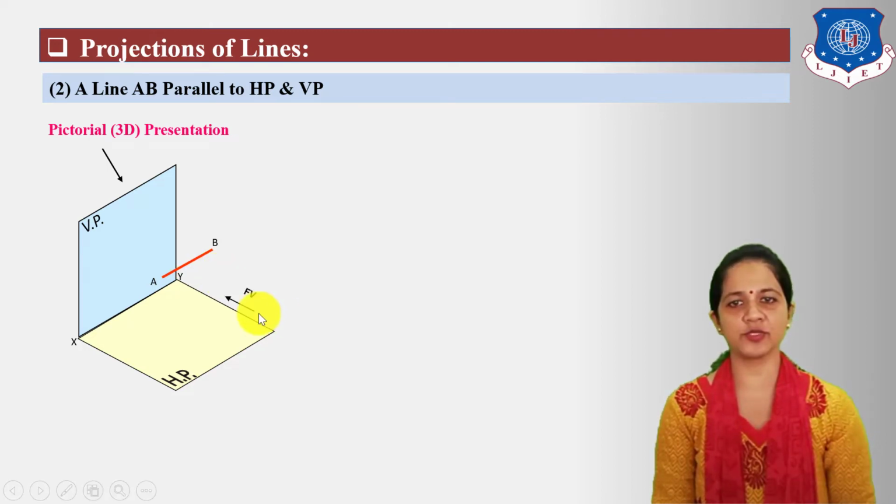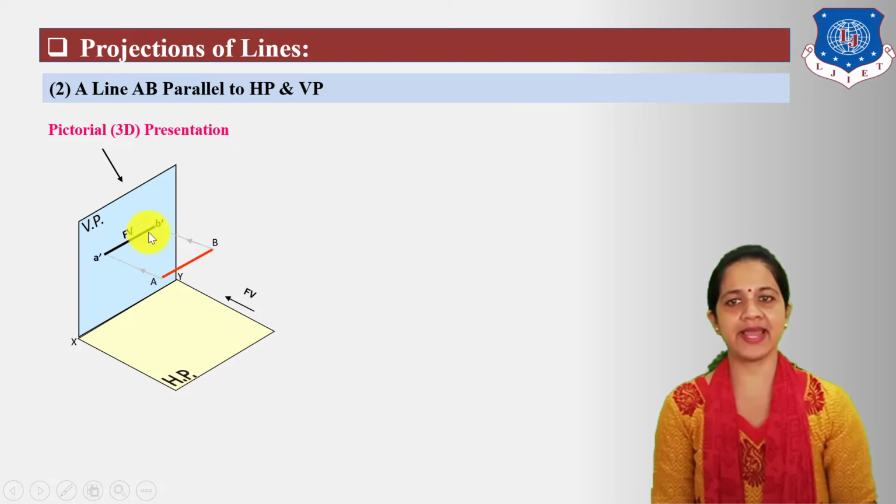When we take projection from front direction, we get its front view on vertical plane, and it is a straight line denoted by A dash B dash, and A dash B dash front view is parallel to given line AB, and the length of A dash B dash front view is equal to given line AB.